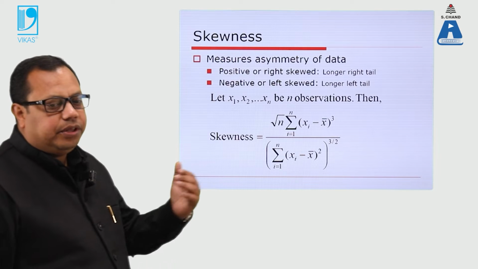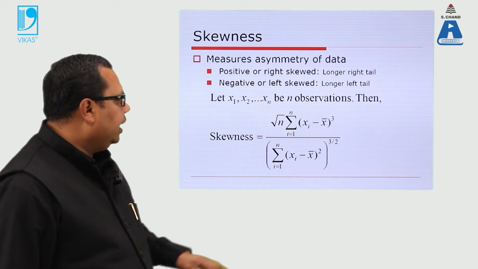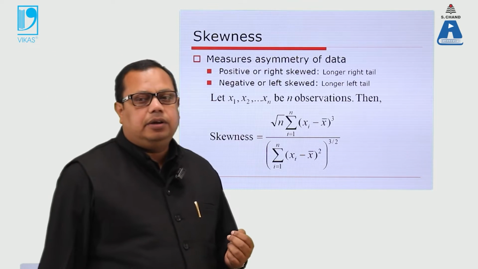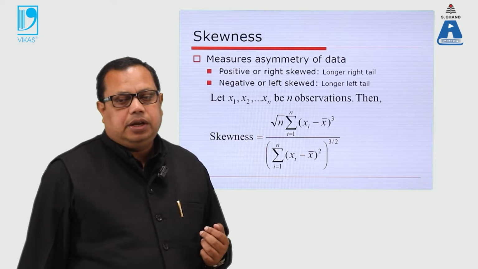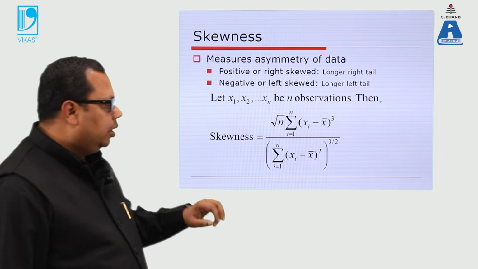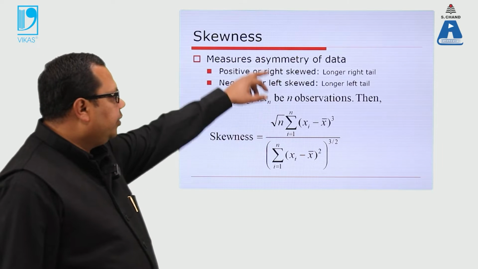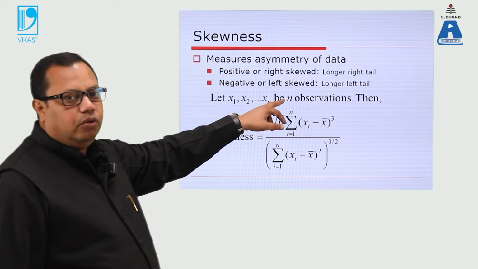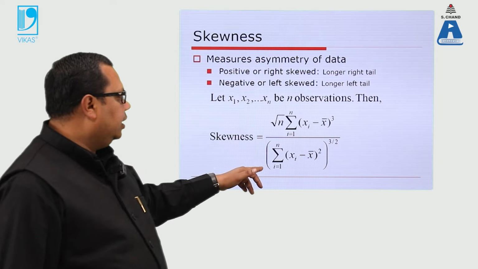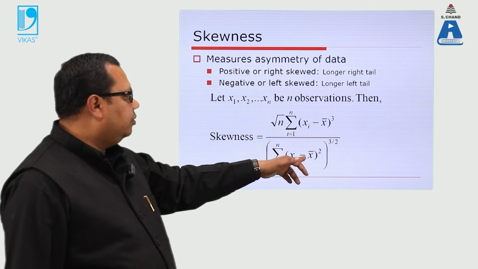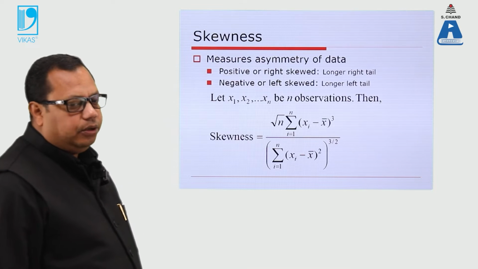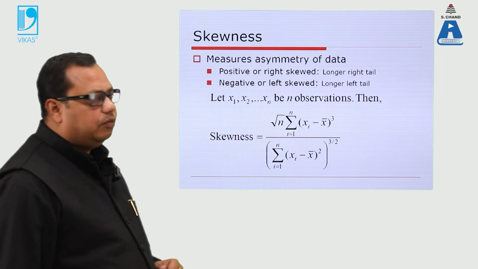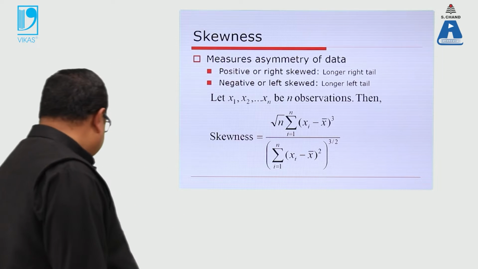So in any given data, we can see that xi minus x bar we have already calculated when we were calculating the standard deviation. Okay, so here we will divide it. First we will calculate the root n, then the sum of xi minus x bar whole cube from i equal to 1 to i equal to n, and then the sum of xi minus x bar whole square from i equal to 1 to i equal to n, raised to 3 by 2. So we will use this formula to make all the calculations.